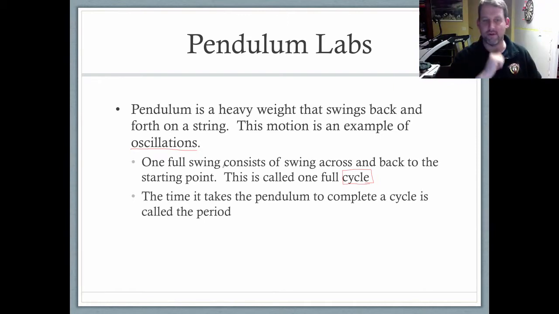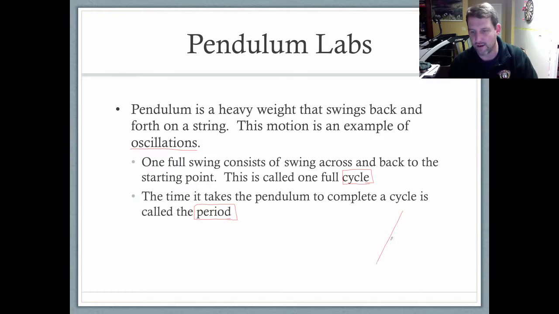That's one cycle. Okay? Some people want to call it two, because over is one, back is two. That's not right. All the way there, all the way back is one cycle. Now, the time it takes to complete that cycle has a very specific name, and that's called a period. So the period of the pendulum is the time it takes to swing there and back.